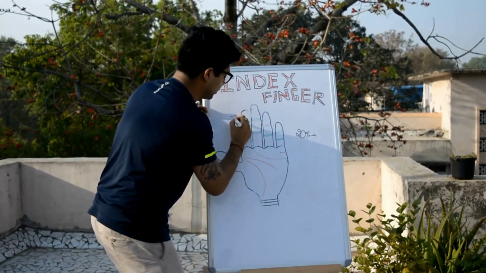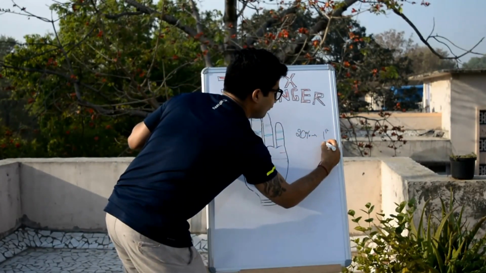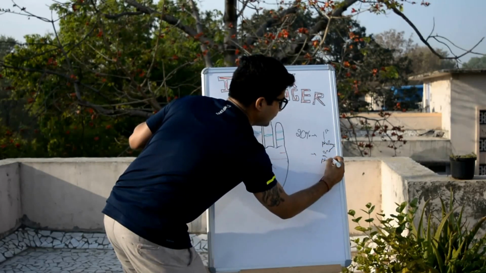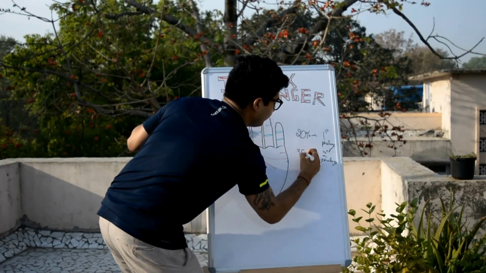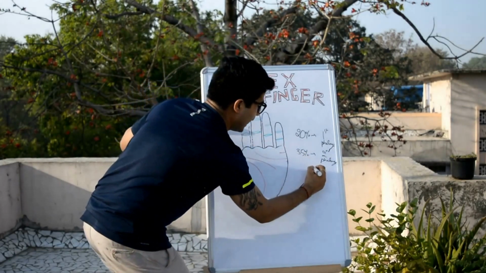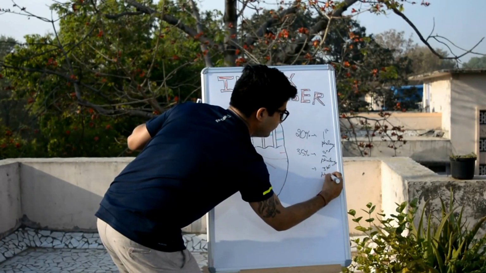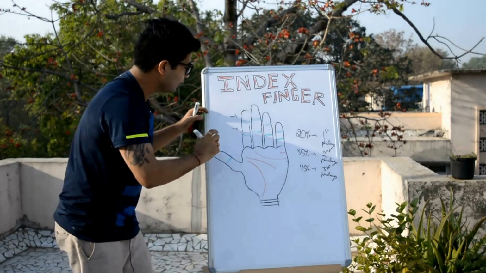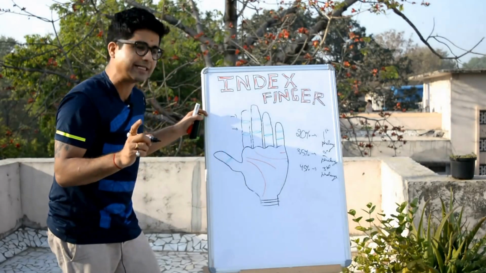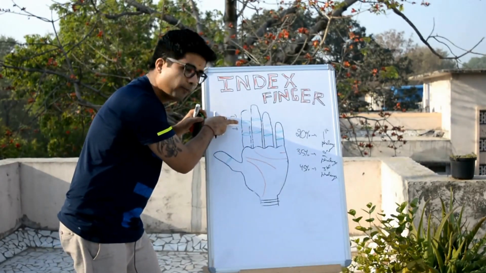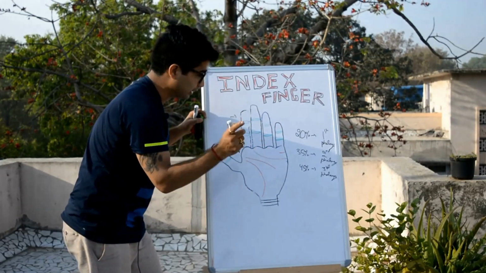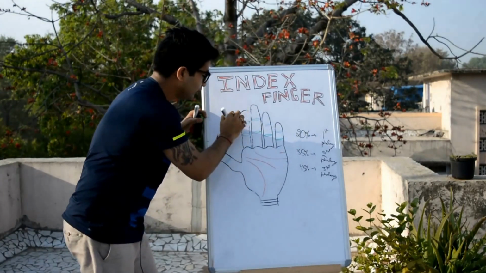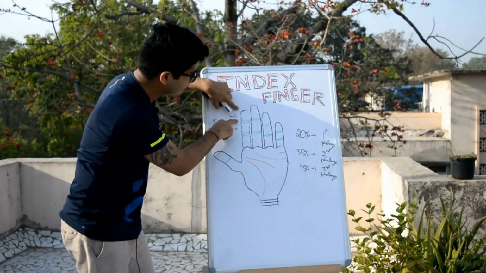The second flange needs to be 35% of the total length of the finger, and the third flange needs to be 45% of the complete length of the finger. So let's say the length of the complete finger is 10 centimeters. 20% of 10 centimeters is 2 centimeters, so if the length of the top flange is 2 centimeters, then this flange is considered to be normal.